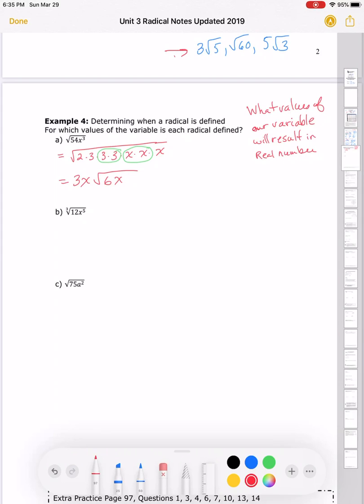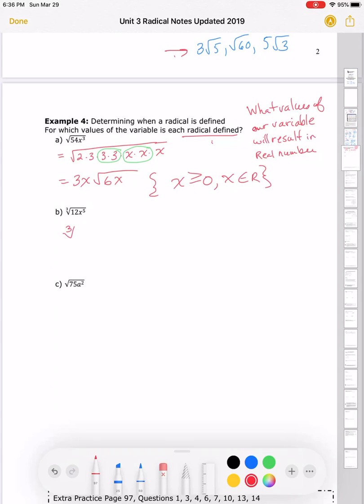Now looking at this, I have to think, for what values of x would this radical be defined? I need to know for what values of x I will have a positive number under the radical, or 0. I can have a 0, that's fine. So I need to know what values of x will give me a real number. x would have to be a positive number, or it could be 0. So x would have to be greater than or equal to 0, and x would be in the set of real numbers, okay? So basically, I'm just looking for what values of x are not going to give me a negative under that radical. Now it's a little different with cubed roots, because with cubed roots, you can have a negative. But first, let's do our simplification.